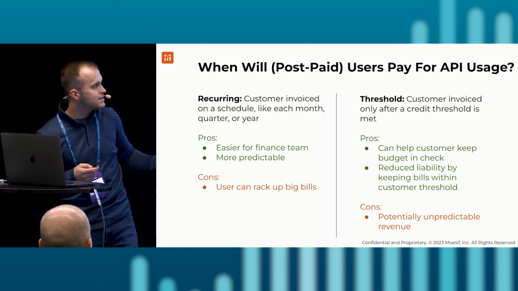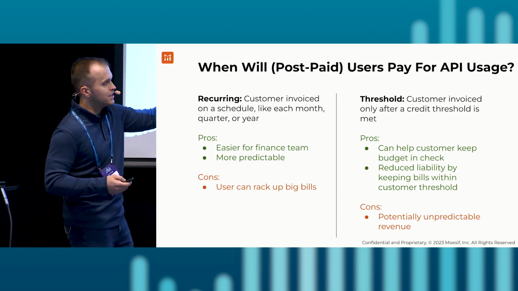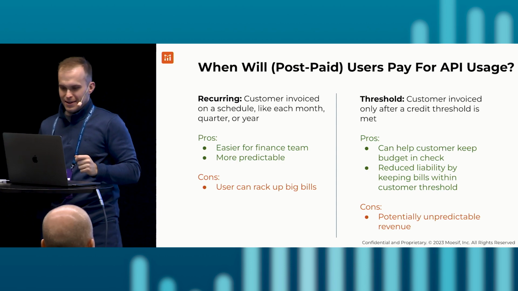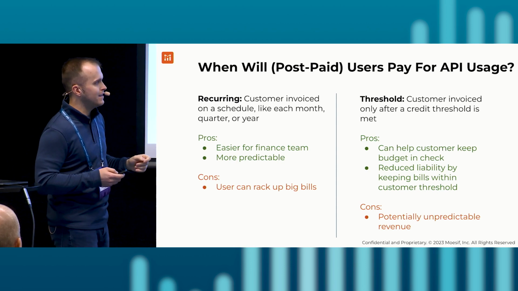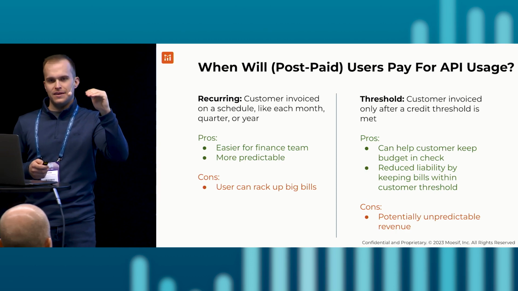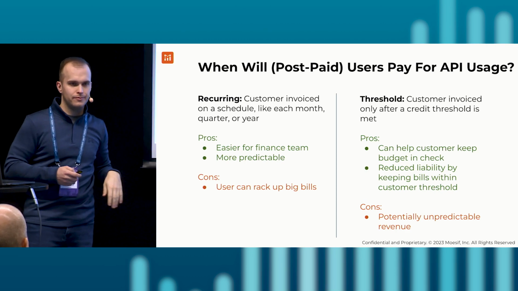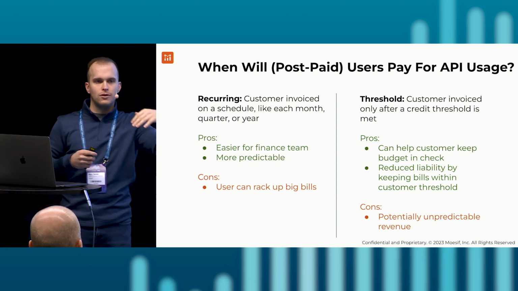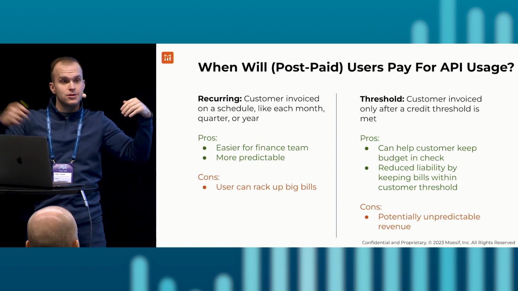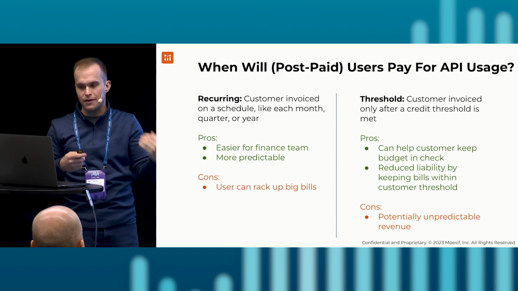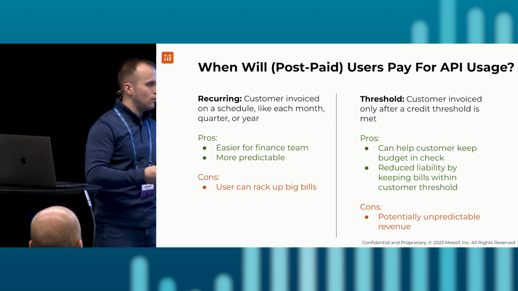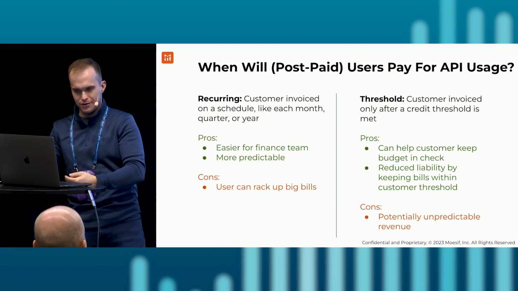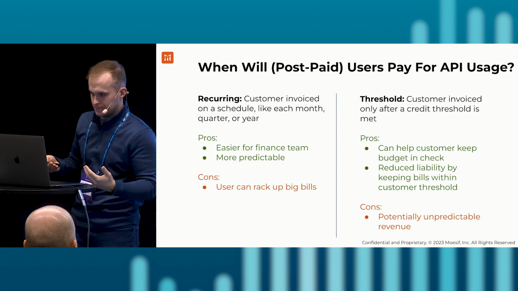With threshold-based, it helps keep the customer's budget in check, but it also means you might have bills where, okay, they used it for a week and they pay a $250 bill. Then they use it for 3 weeks and then they pay the $250 bill. Then they use it for 1 week and then 6 weeks. So you have this really unpredictable revenue stream. And that's not always great to have either, especially if you're a younger startup and you want to show predictable revenue. This can actually impact that.